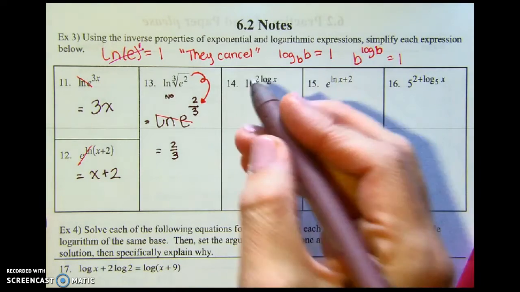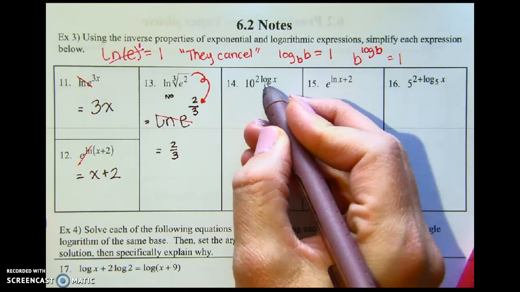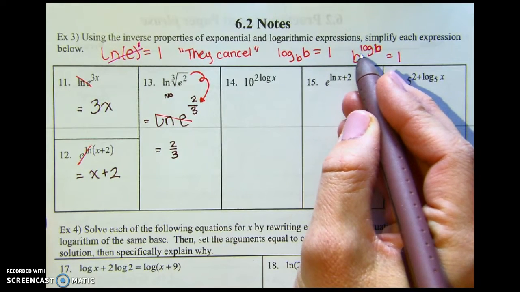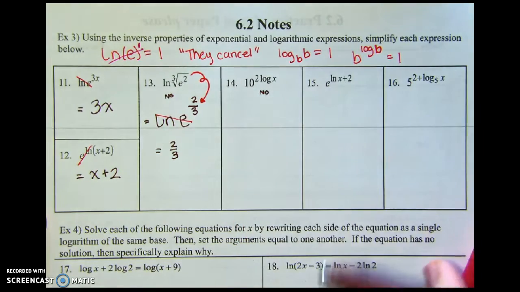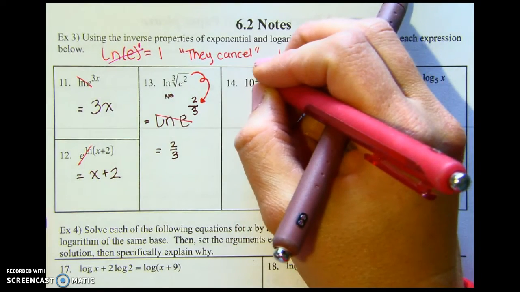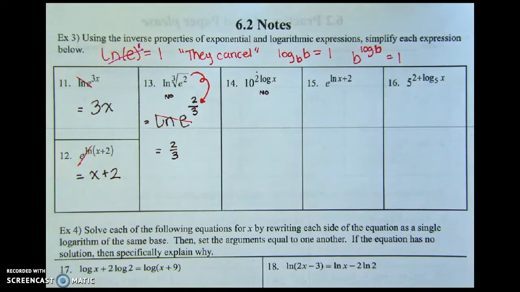Okay, is the 10 touching the log right now? The b is touching the log. Do you see there's nothing in between there? So that would be a no, they're not touching. So we need to move this 2. How can we move that 2? Let me look at my notes. Do we have notes on this?